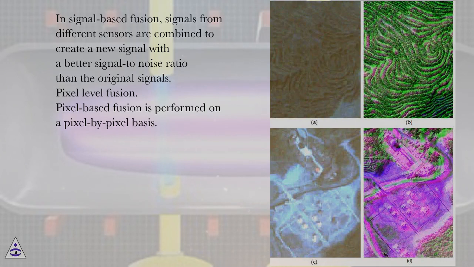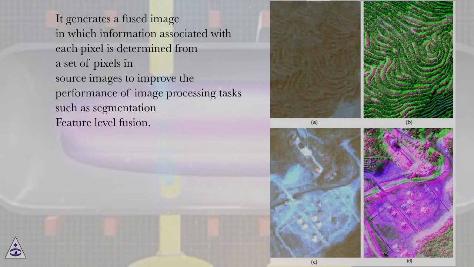Pixel level fusion. Pixel-based fusion is performed on a pixel-by-pixel basis. It generates a fused image in which information associated with each pixel is determined from a set of pixels in source images to improve the performance of image processing tasks such as segmentation.